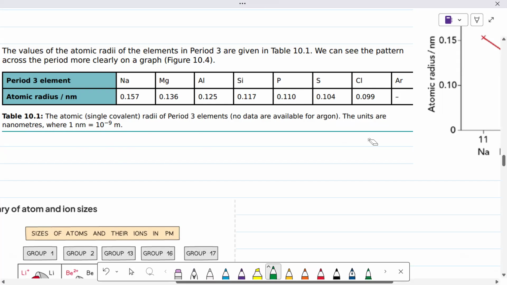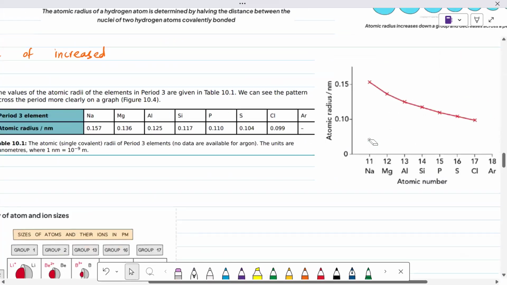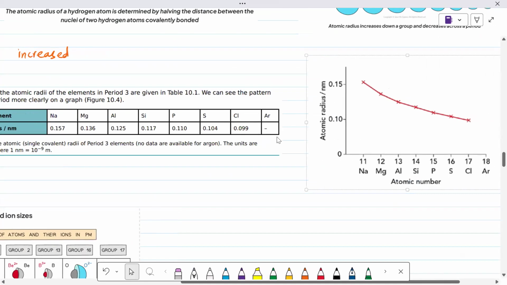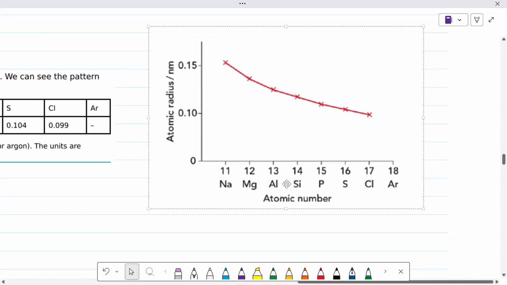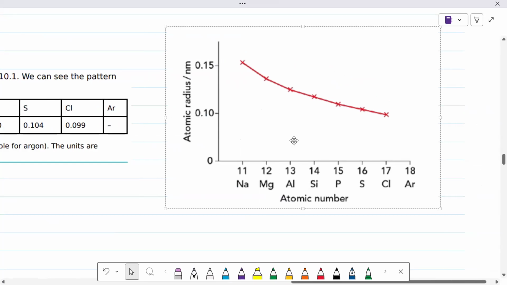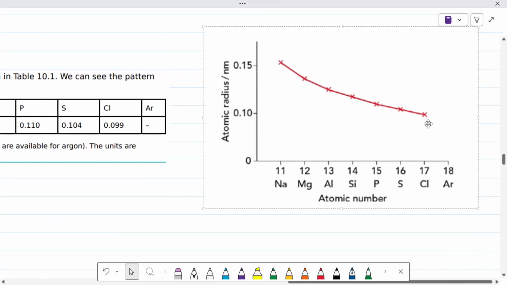Across the period, the atomic radius decreases. Yeah, atomic radius is decreasing, okay? And this is graphically represented over here. You see, this is the atomic radii range. This is for sodium, then magnesium, aluminum, silicon, and for different elements they have mentioned. For argon, it is not mentioned, so you will not plot it.